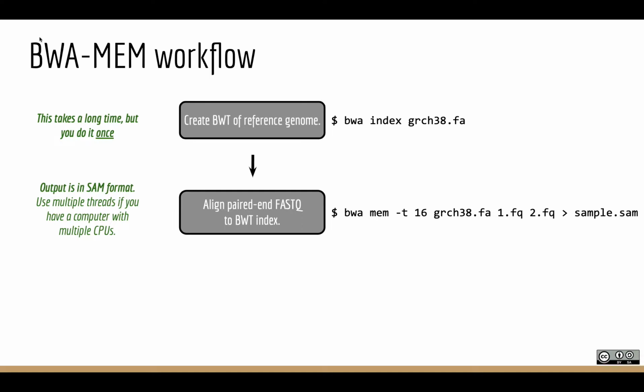So once we've indexed that reference genome, and we've got essentially a lookup table for where each of the different k-mers in the genome exist, then we can run BWA mem, which is the name of the aligner.